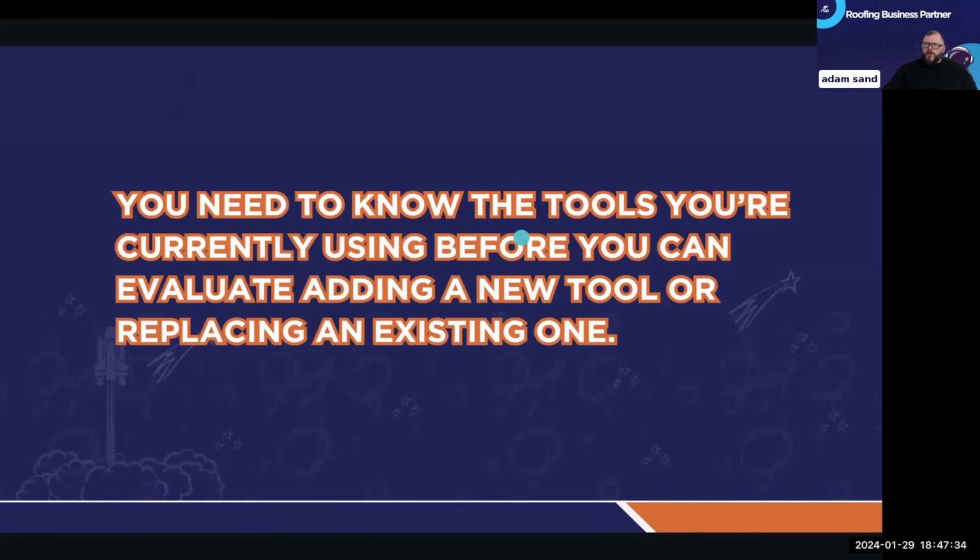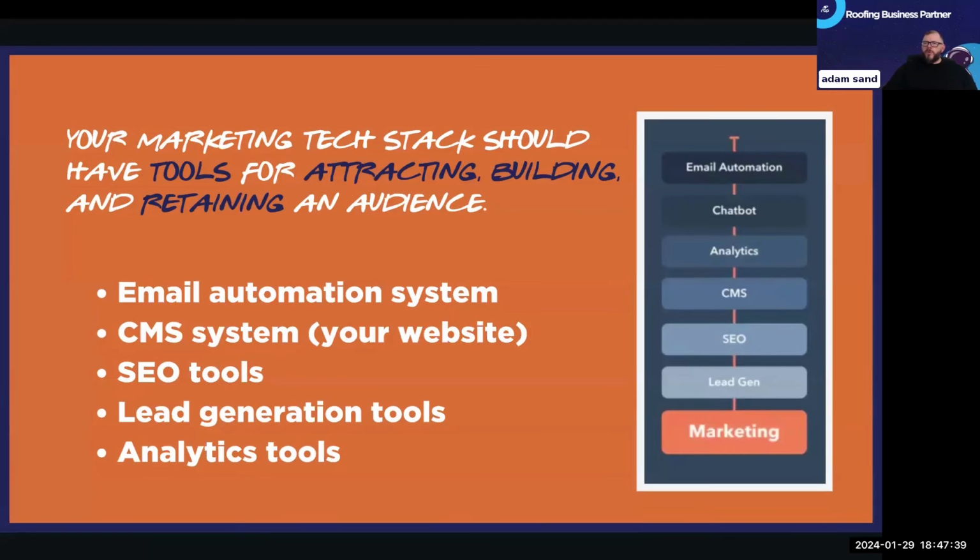But you need to know the tools you're currently using before you can evaluate a new tool. Once you start to evaluate new tools, your marketing tech stack should have tools for attracting, building, and retaining an audience. That's what marketing tools are for. So you can have email automation, a content management system, that's like WordPress, your website, or HubSpot CMS, or Wix. You're going to have SEO tools like SEMrush and Ahrefs and Moz SEO, right?